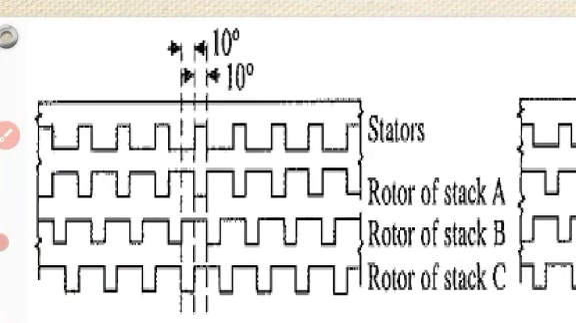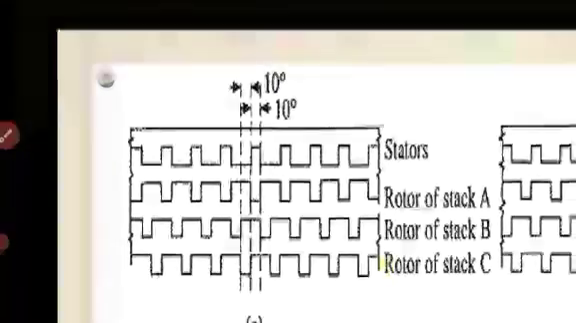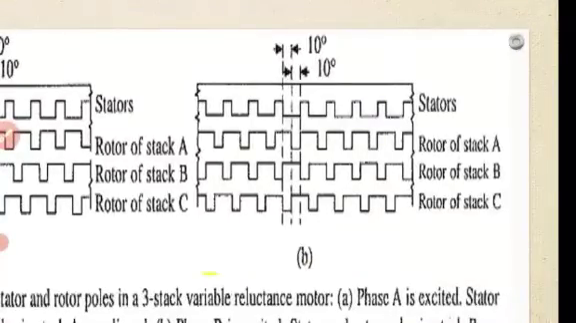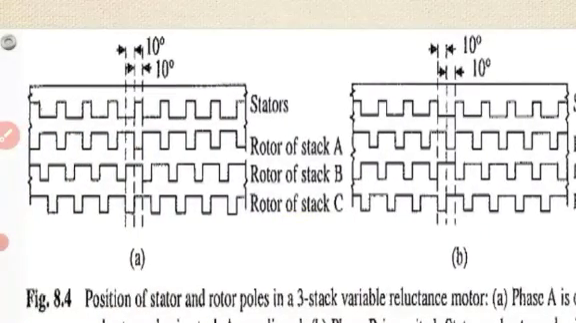Similarly, A is de-excited and B is excited. Rotor poles of stack B will get aligned with the stator poles. Next, B is de-excited and C is excited. The rotor will move by another 1/3 of the pole pitch in the anti-clockwise direction. So depending upon your excitations, it keeps shifting by 10 degrees. If you look at this, it becomes clear that the rotor gets aligned with the stator poles in steps of 10 degrees.